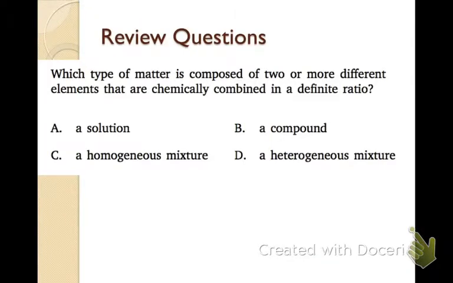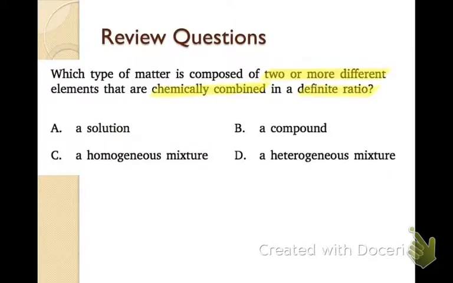So for some review questions, which type of matter is composed of 2 or more different elements that are chemically combined in a definite ratio? So I'm going to use my highlighter to highlight some important facts here. We have 2 or more and chemically combined, and we want a definite ratio.